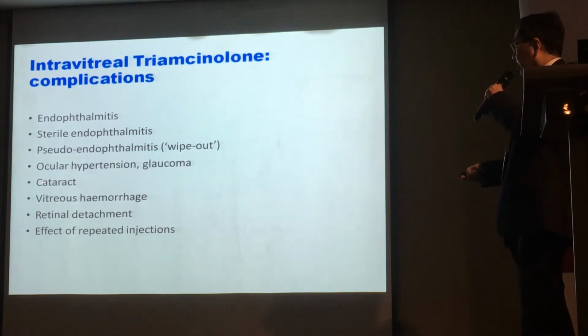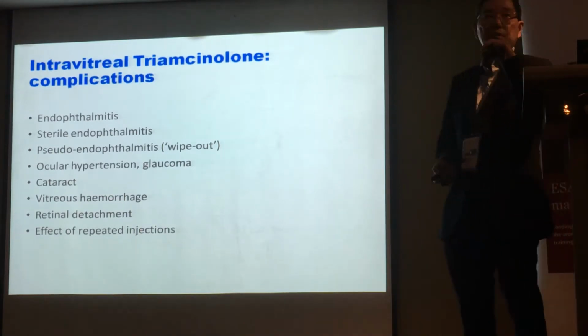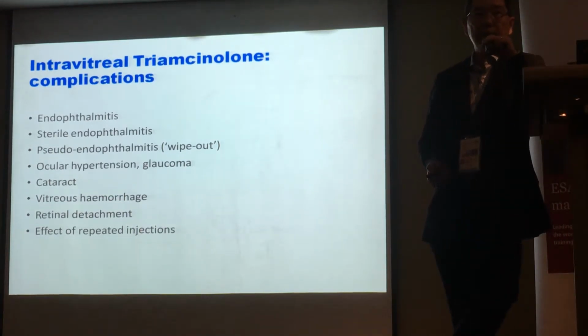You know about ocular hypertension, glaucoma, cataract, vitreous hemorrhage, retinal detachment. I think it's also a bit technique related. Retinal detachment can occur, of course, with repeated injections, inducing posterior vitreous detachment. But your technique is very important. Make sure that you measure it out all the time. You know it's a pars plana injection.